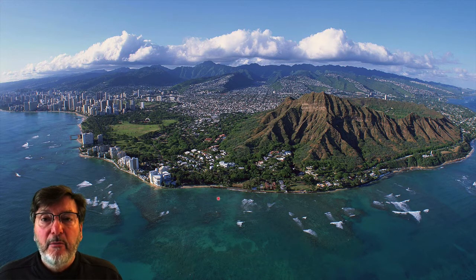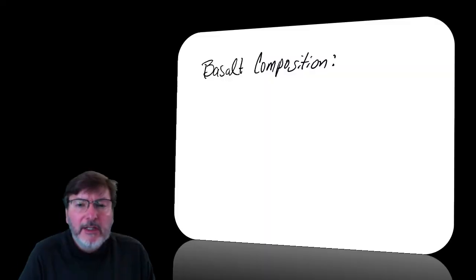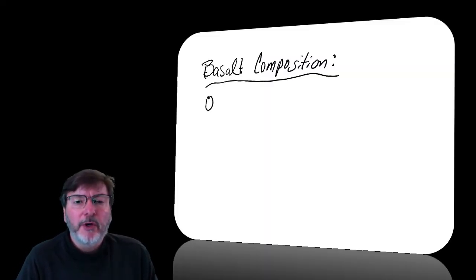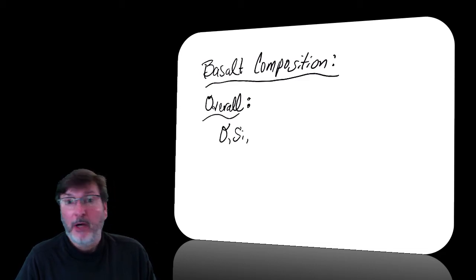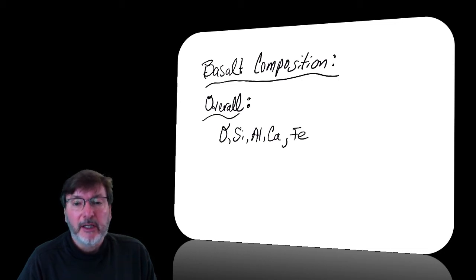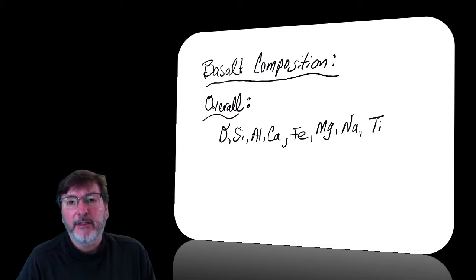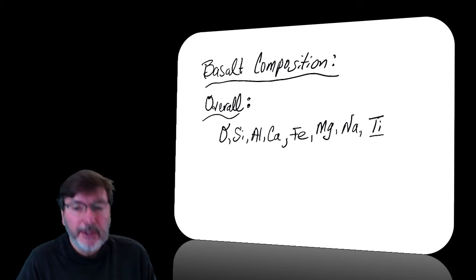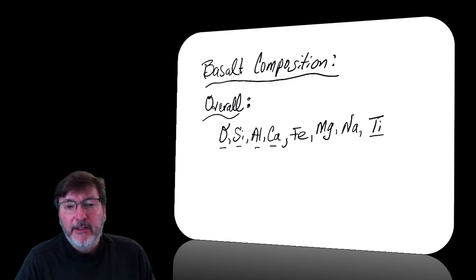Hawaii is basaltic volcanoes. Let's look at basalt composition first. Overall, in terms of elements, chemistry. Oxygen is the number one element by weight in basalt, and silica, aluminum, calcium, and iron, magnesium, sodium. A little bit of titanium, maybe 0.5% is pretty typical, maybe 1%. But the surprising thing is oxygen by weight is still number one even in the ocean crust, even in basalt. It's more in the continental crust, but even in basalt, it's number one.